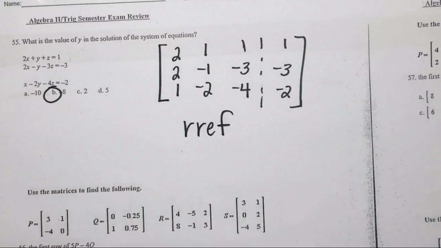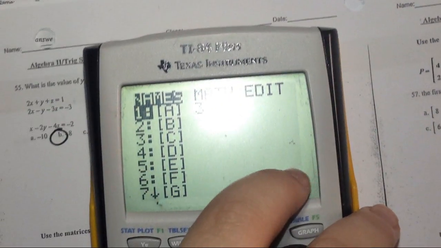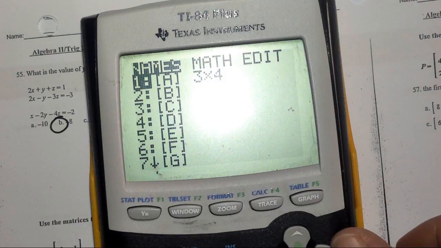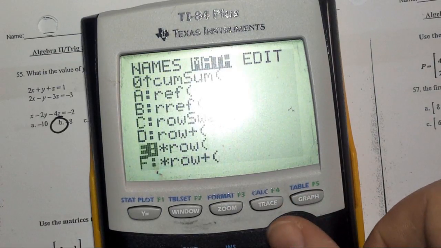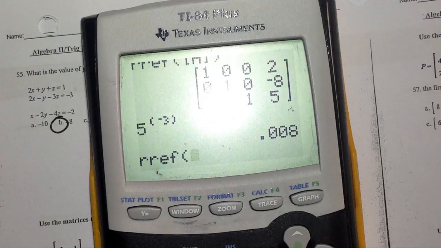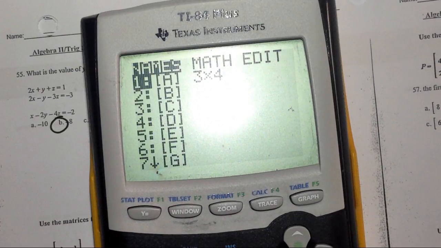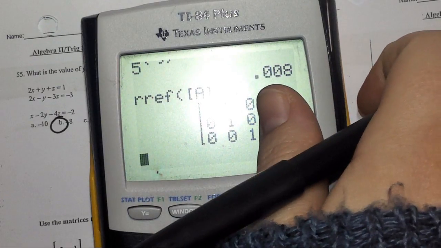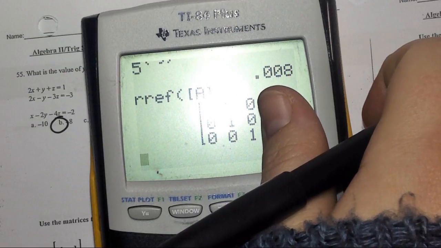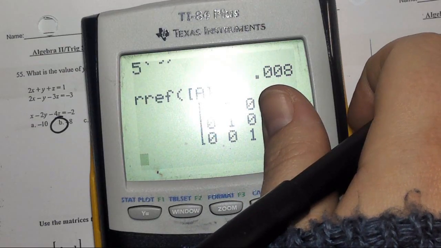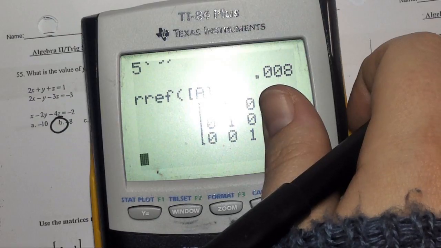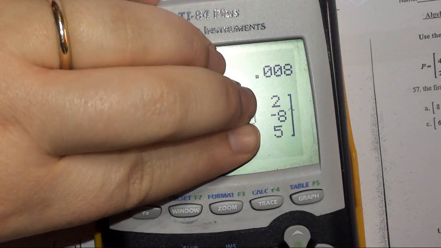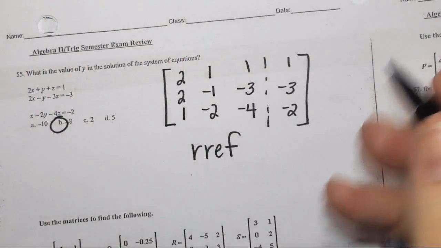So you've typed this in your calculator. I've typed it in A. It was a 3 before. I go over to math. I scroll down. I don't press ref. I pick rref. I want matrix A. It gives me this answer. The matrix that I'm not covering up with my thumb is called what? Yes, table 5. It's called the identity matrix. We're excited to see it. That means the answer is 2, negative 8, 5.